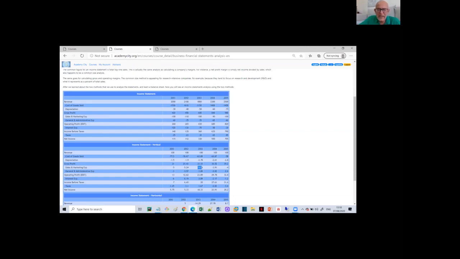So each number here turns into a percentage of revenue. Let's see, how do I calculate the 58%? The 58% is exactly 1450 divided by 2500. That will give me 58. The same goes for the rest. 70 divided by 2500 gives me 2.8%. Okay? Again, why do we do that?